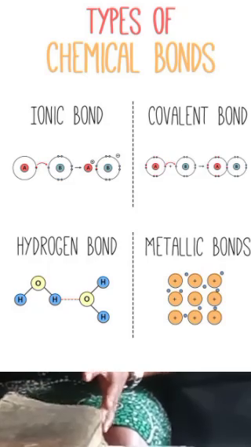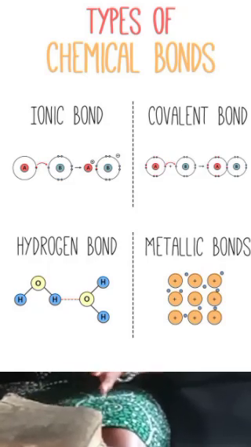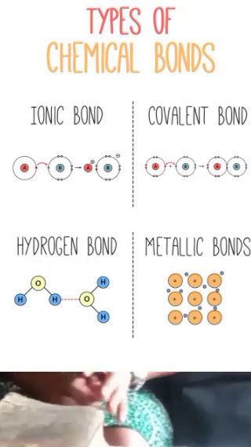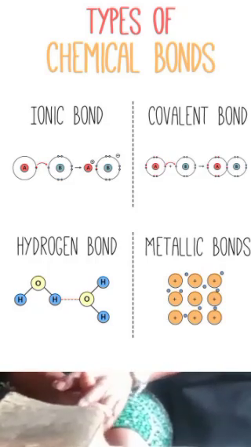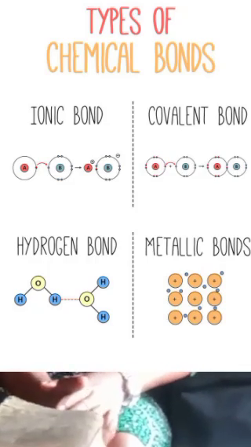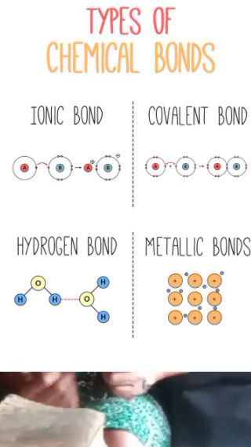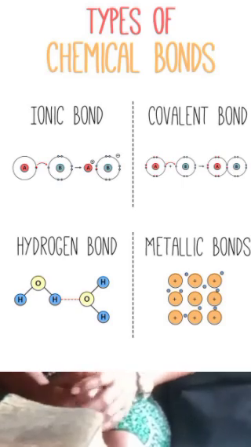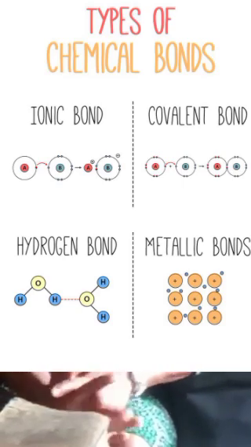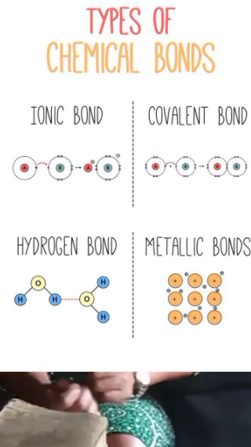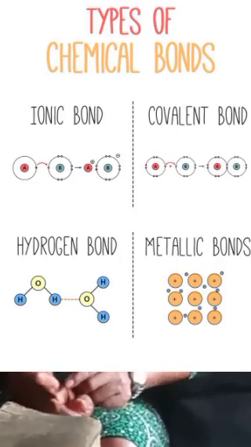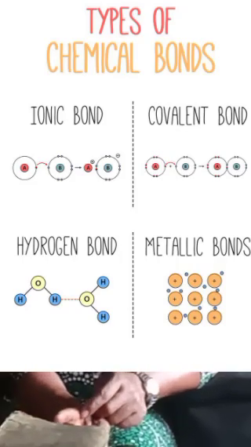Now, factors influencing chemical bonding. One of the factors is electronegativity. And what is electronegativity? It is the ability of an atom to attract electrons towards itself. That is one of the factors influencing chemical bonding.